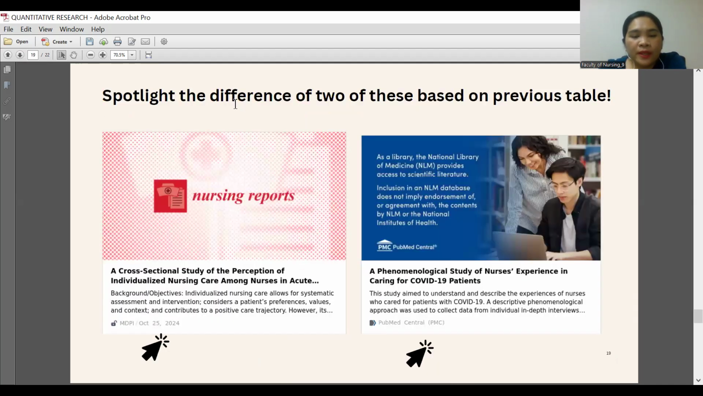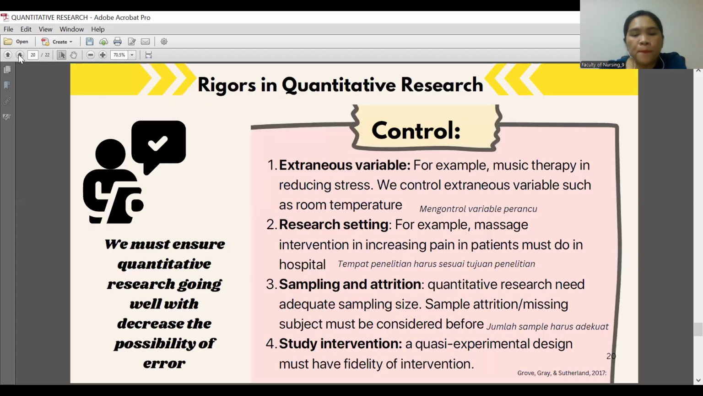After you finish differentiating between quantitative and qualitative, this is an example of two studies. Please spotlight the difference between these two based on previous explanations. The first one is quantitative, the second one is qualitative. Please differentiate them.